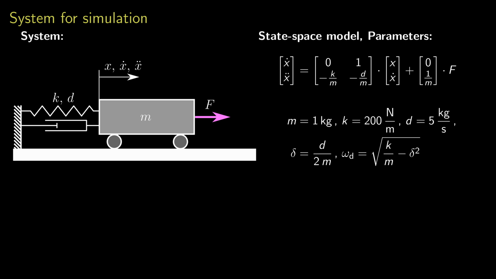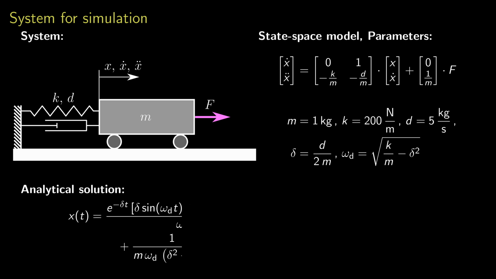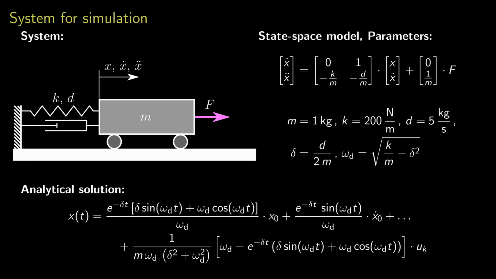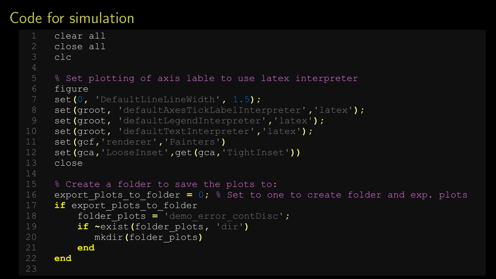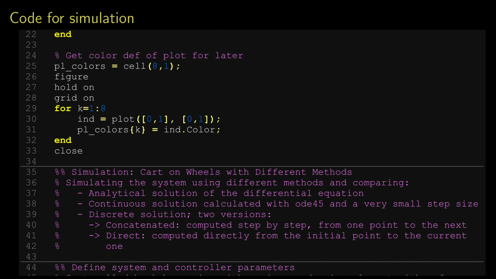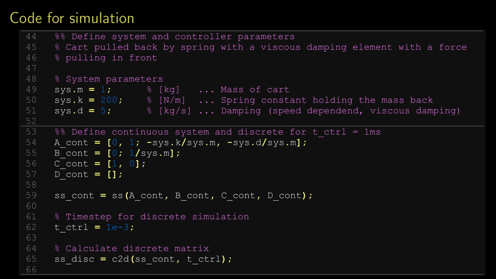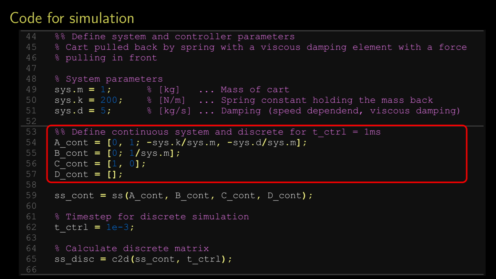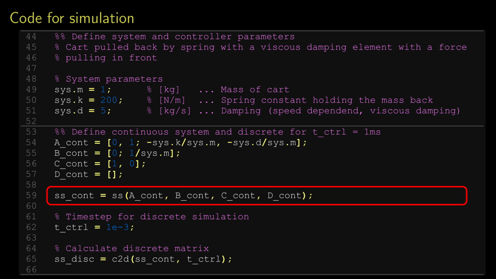Later on, we will compare the simulation results to the analytical solution of the differential equation of motion. Let's move this out of the way and look at the code. After our usual housekeeping, we define our continuous state space model. First the parameters, then the matrices and vectors. We then use this command here to create our state space model object.